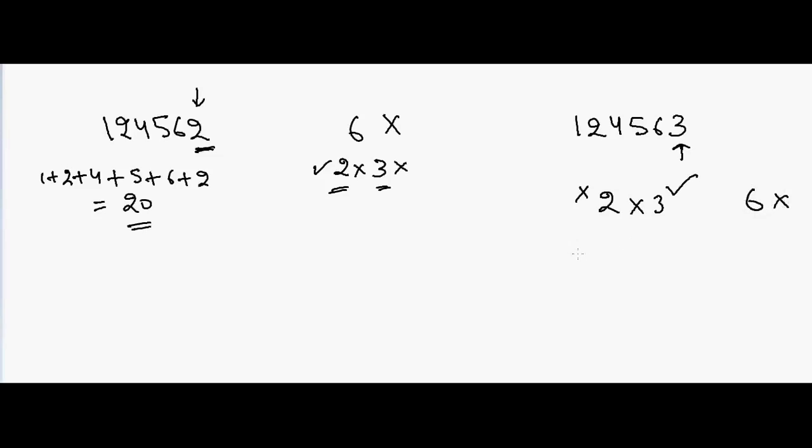Another modification we can make is to add another 6 here. So if I add 1 2 4 5 6 6, then this is even, and the sum will still be divisible by 3. So we have 2 times 3, it passes the test for both 2 and 3. So therefore it should be divisible by 6. So that's how we do the test for divisibility by 6.